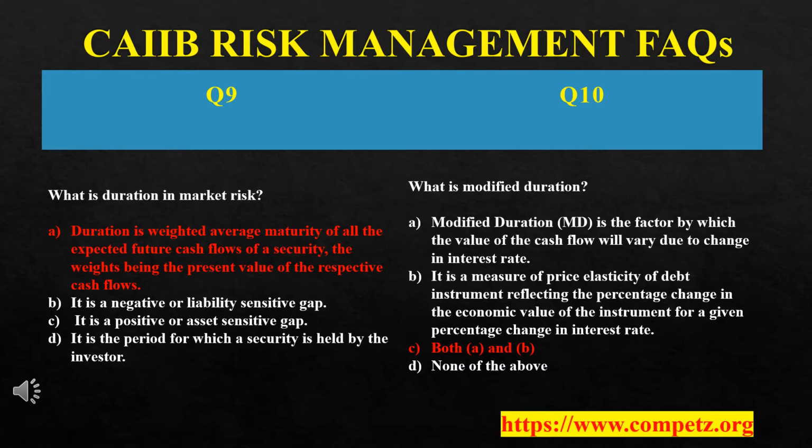The answer will be C, both A and B. So what is modified duration? Modified duration means it's a factor by which the value of the cash flow will vary due to the change in the interest rate. Also, it's a measure of a price elasticity of debt instrument reflecting the percentage change in the economic value of the instrument for a given percentage change in interest rate.